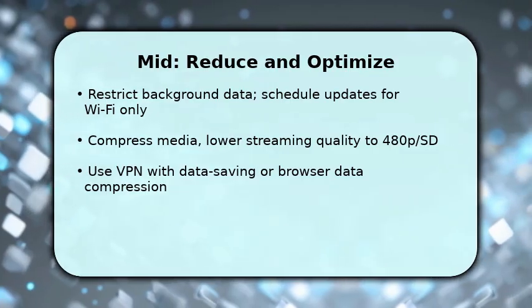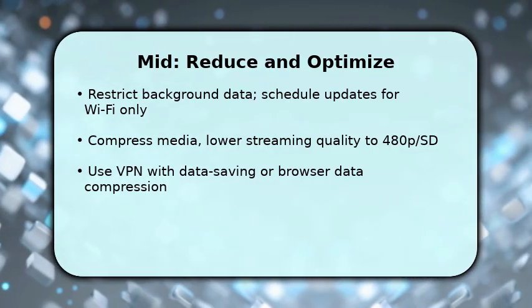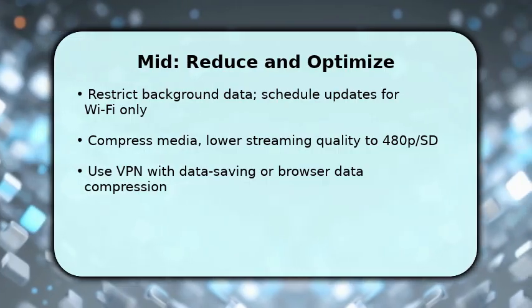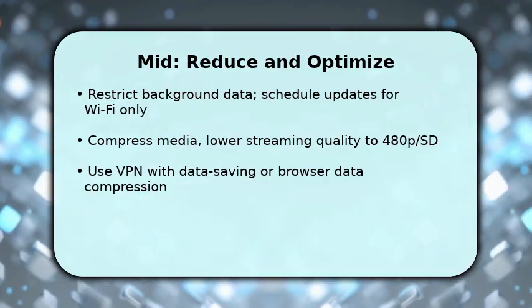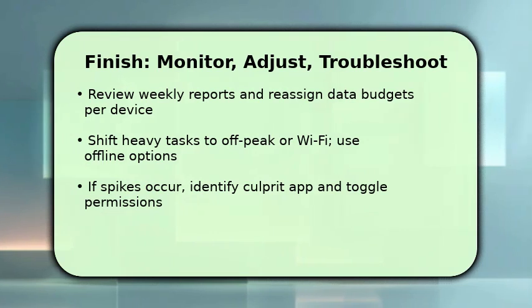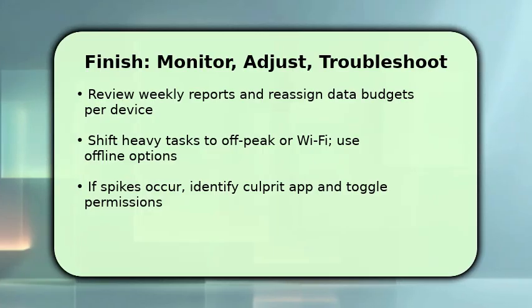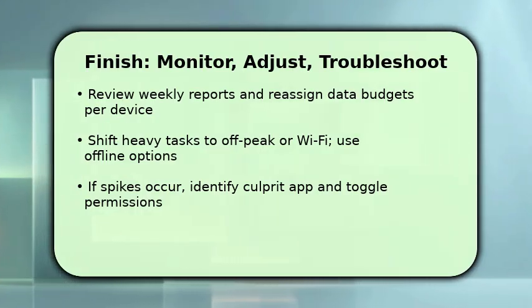These steps cut sustained consumption, and to finish, set a weekly review habit so you adjust allocations per device and detect trends. You should reassign budgets where one device consistently overshoots. Once comfortable, schedule large transfers or updates during Wi-Fi or off-peak times, and use offline modes for maps and media.